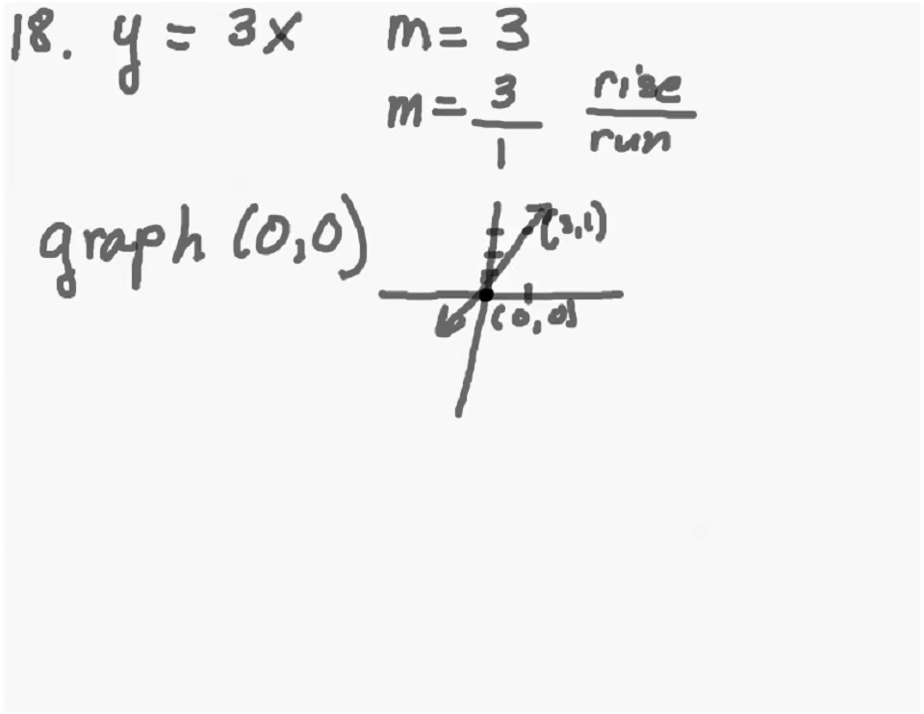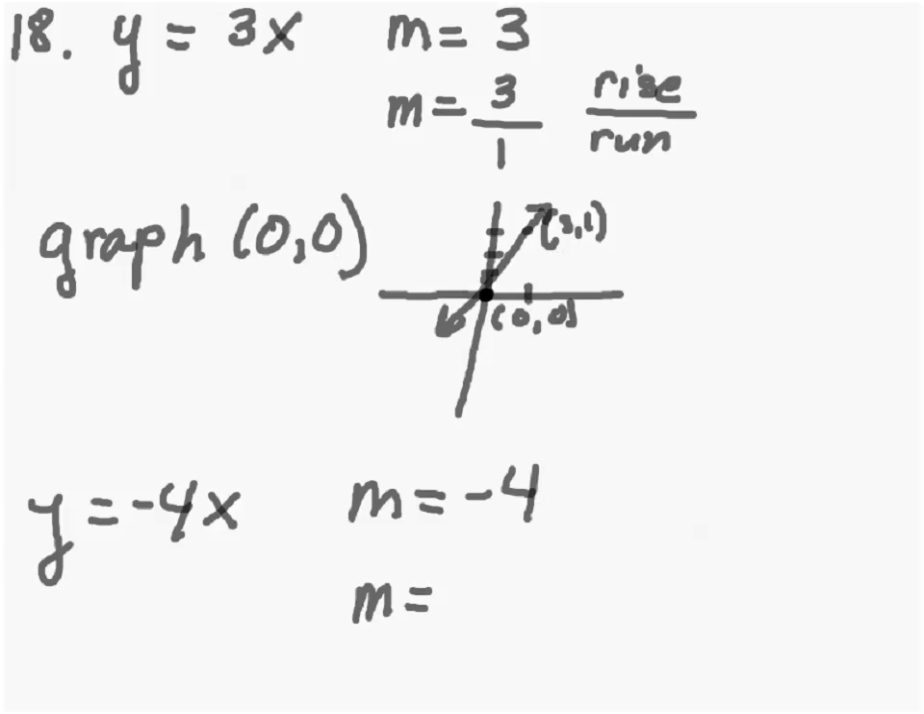Okay, so the next one is number 20, y equals negative 4x. First things first, what's the slope? Negative 4, right. Negative 4 is our slope. So what is our slope in terms of rise over run as a ratio? -4/1. Brian, is she correct? Yeah.